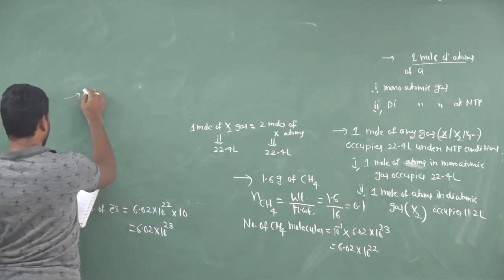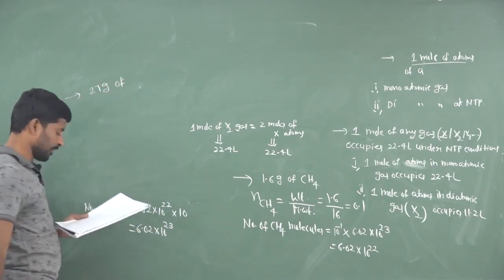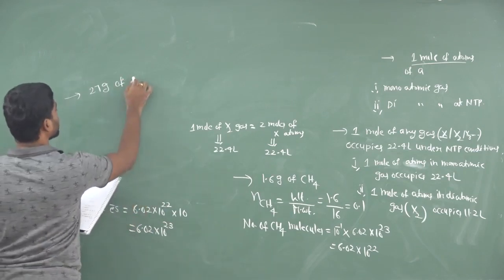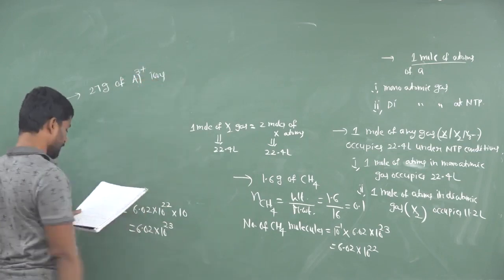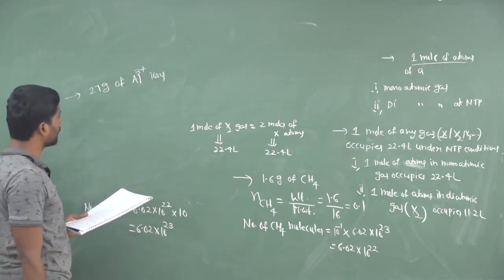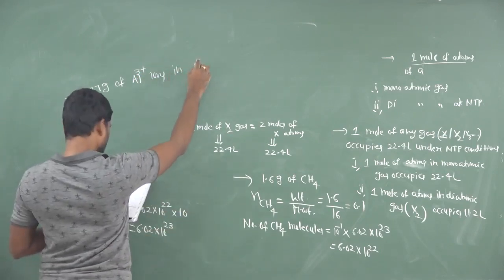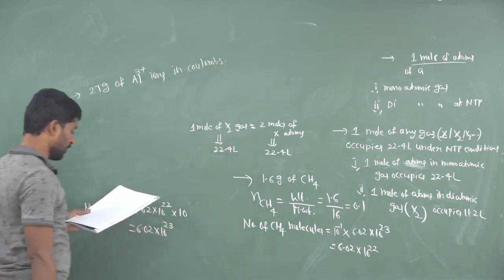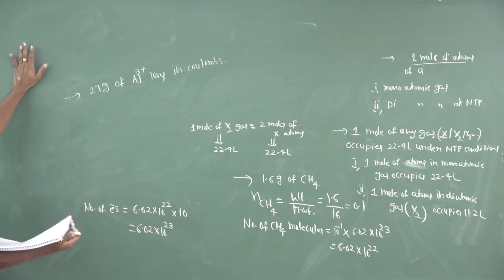Next one, find the charge of 27 grams of Al3+ ions in coulombs.